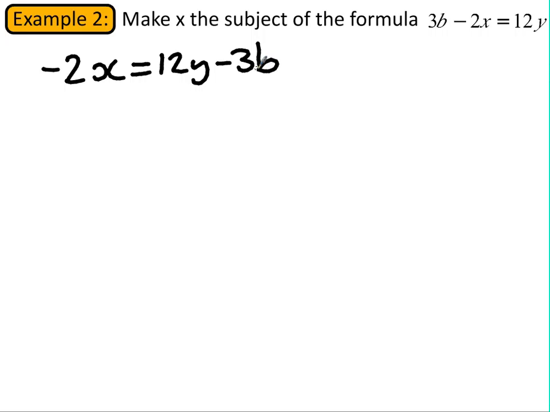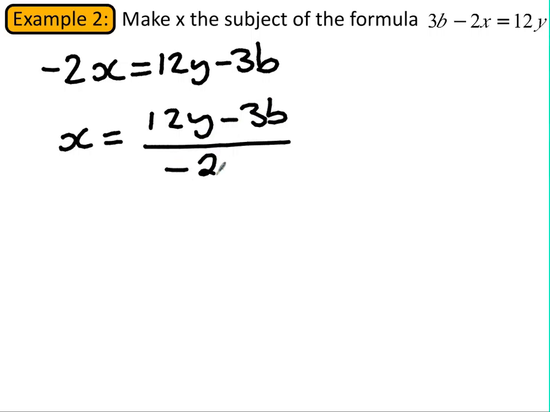The last thing to do is to divide both sides by minus 2. So x is equal to 12y minus 3b, all divided by minus 2, and that will be an acceptable answer. There's nothing wrong with that, it's absolutely fine. Okay, there is a better way of doing it though, in my opinion, and that is to start with the same equation, but first to add 2x to both sides. So if I add 2x to both sides, I'll be left with 3b is equal to 12y plus 2x.